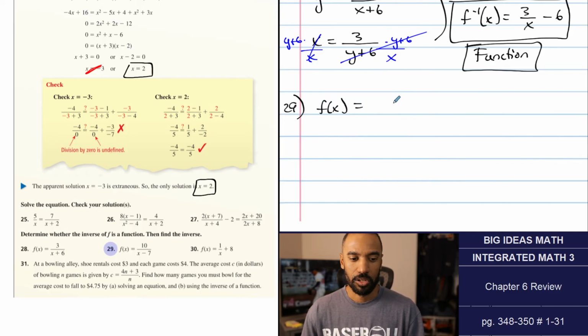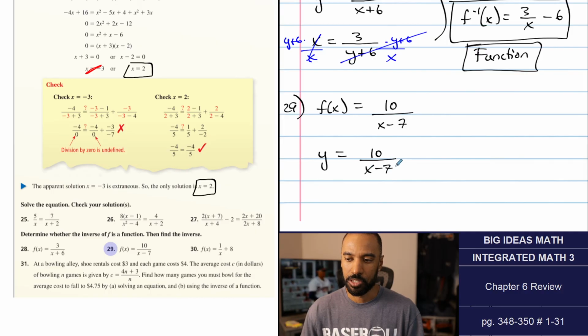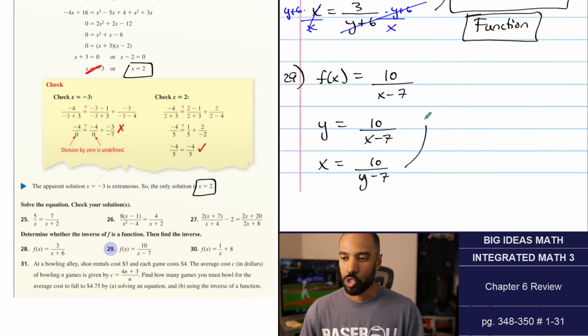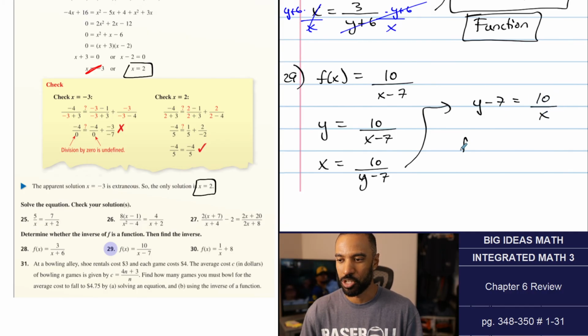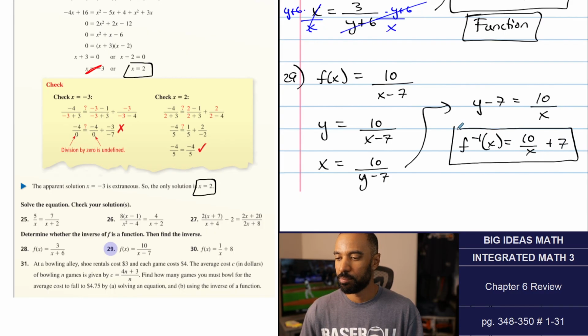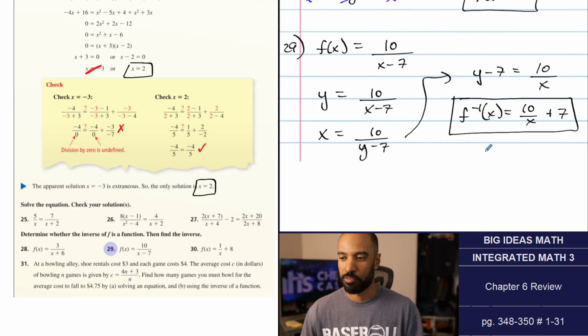Number 10 is a lot more of the same. There's not really much I can say that's going to be different on this one. Turn f of x into y because they're the same. Swap x and y because we are taking the inverse, and solve for y all over again. They can swap places, y minus 7 and x. That is not a magic step. That is a math step. Same with cross multiplication. There's actually something to it. And add 7 to both sides. We get 10 over x plus 7. Not to graph it, but the inverse would pass the vertical line test, so it is indeed a function.